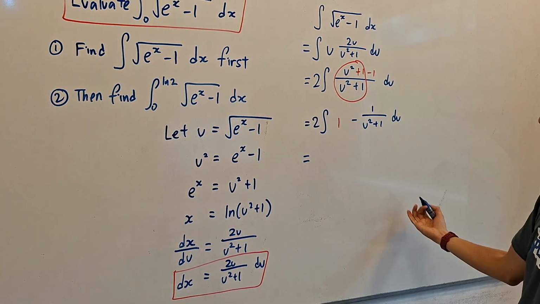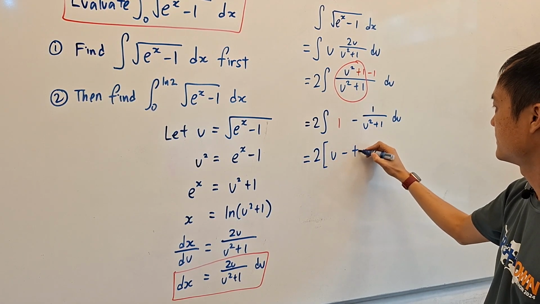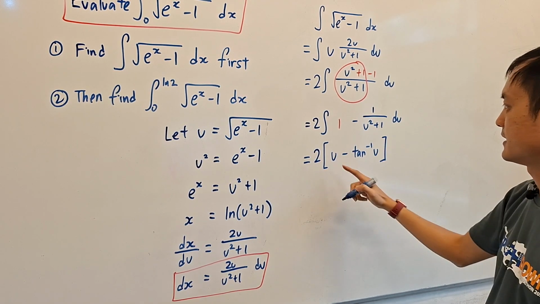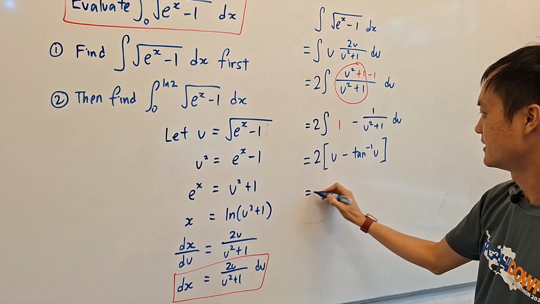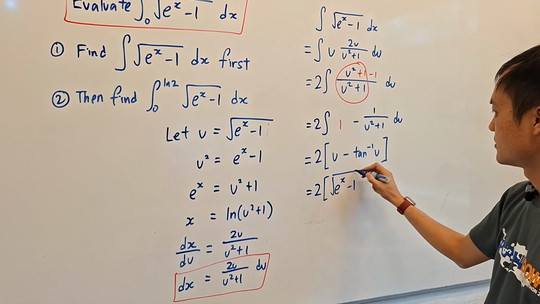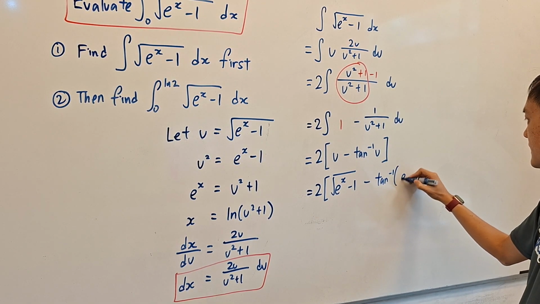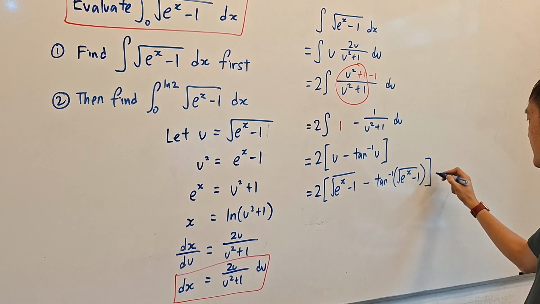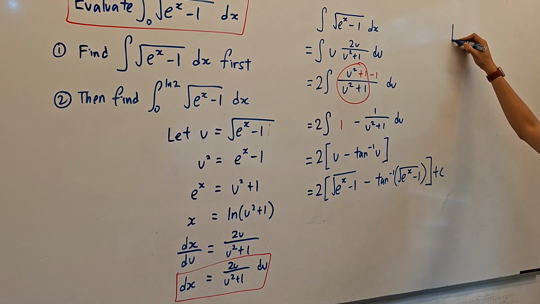This integral, we can solve it. So it's 2u minus 2 tangent inverse u. And what is u? u is the square root of e^x minus 1. So we get 2 times the square root of e^x minus 1, minus 2 tangent inverse of the square root of e^x minus 1, plus c. So that's it for the indefinite integral.